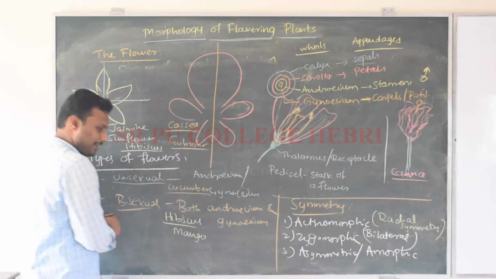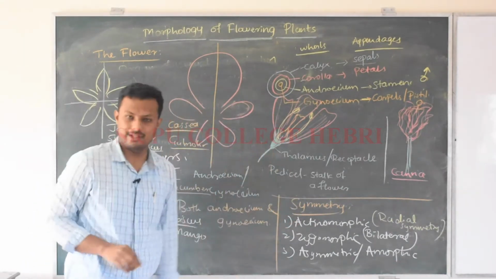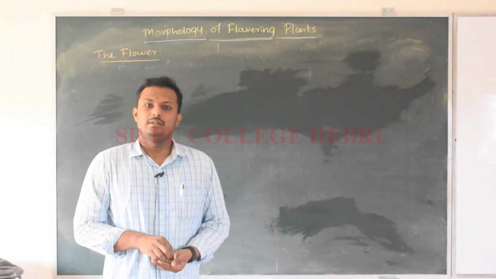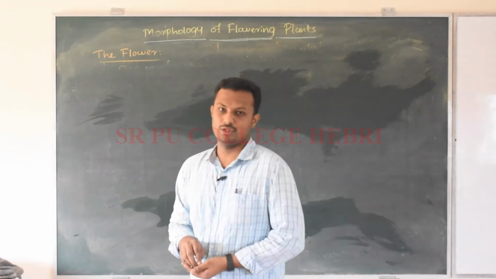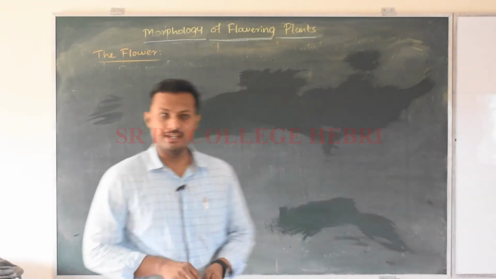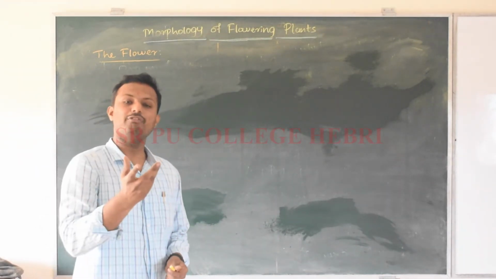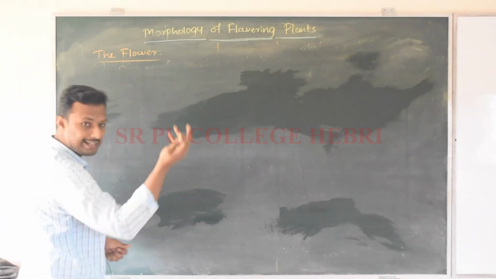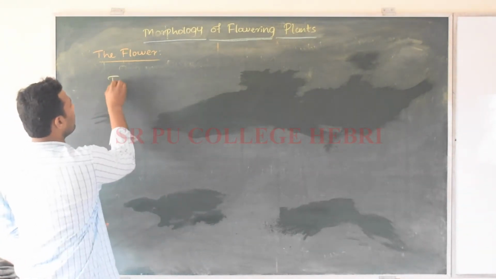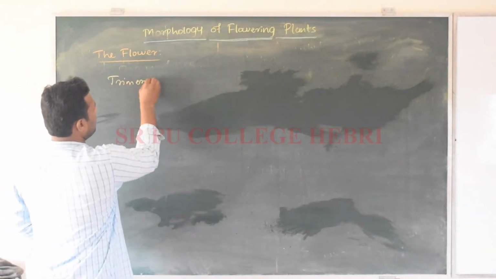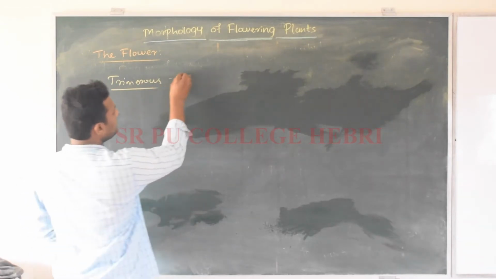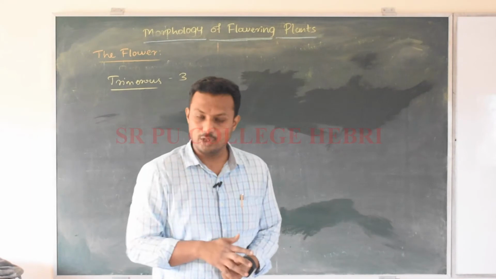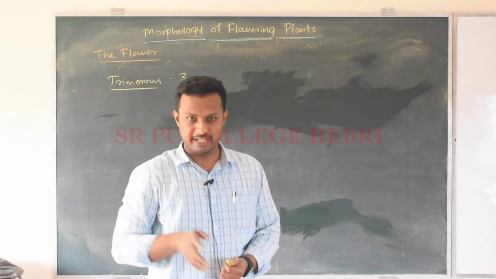This is one type of classification. This is another type of classification. So let's go for other types of classification now. The other type of classification of the flower we are going to consider here is based on the number of appendages present in the flower, such as trimerous. Trimerous means there are 3 appendages. What appendages? That is calyx and corolla it can be, or androecium and gynoecium it can be.